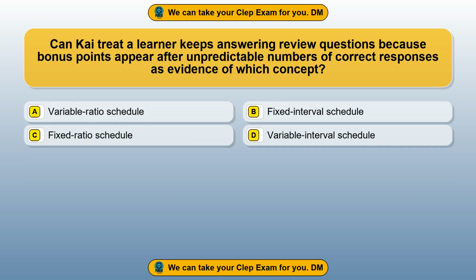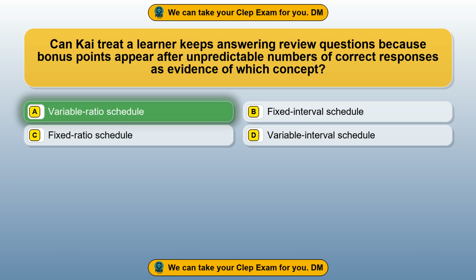Question 7. Can Kai treat a learner keeps answering review questions because bonus points appear after unpredictable numbers of correct responses as evidence of which concept? Option A, variable ratio schedule. Option B, fixed interval schedule. Option C, fixed ratio schedule. Option D, variable interval schedule. The correct answer is option A, variable ratio schedule.